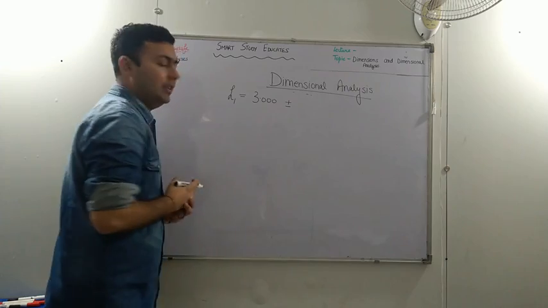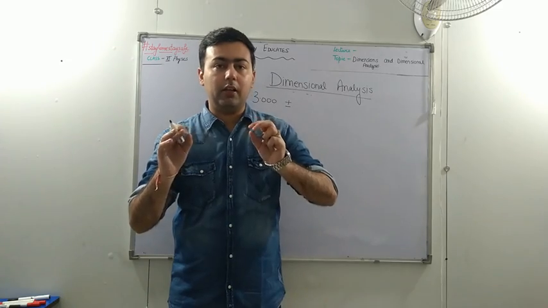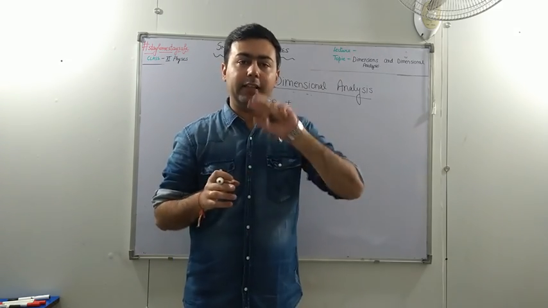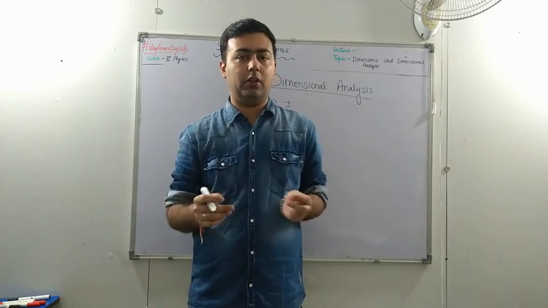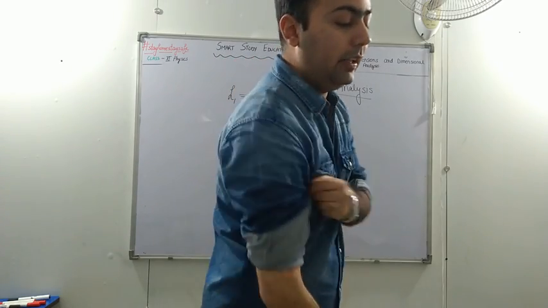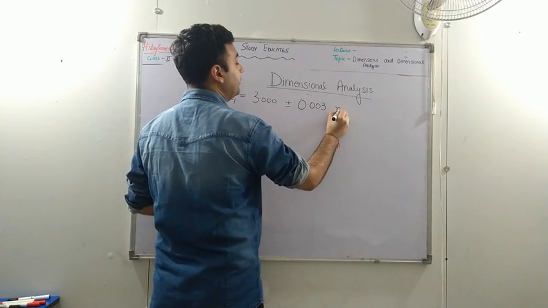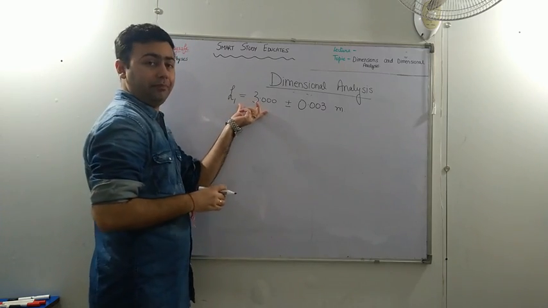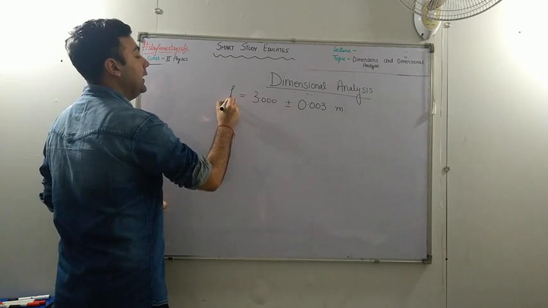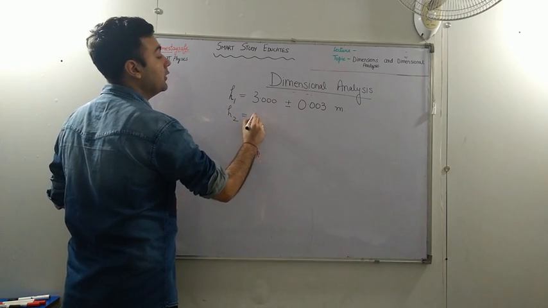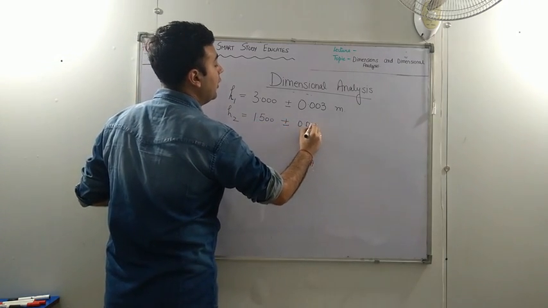plus minus, because any measurement without the knowledge of uncertainty is meaningless. So I take some error into this, that I took a measurement but I cannot be 100% sure, there can be some uncertainty. I take the value of uncertainty to be 3 millimeters. So this is the measurement and this is the uncertainty, which we also call error. And I take the second height of the apple as 1.5 meters plus minus uncertainty of 3 millimeters.